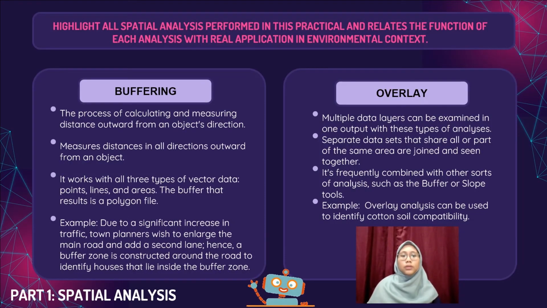And for the example, due to the significant increase in traffic, town planners wish to enlarge the main road and add a second lane. Hence, a buffer zone is constructed around the road to identify houses that lie inside the buffer zone. And second is overlay. Overlay is multiple data layers that are examined in one output with this type of analysis, and it's frequently combined with other sorts of analysis such as buffer or slope tools. For example, overlay analysis can be used to identify cotton soil compatibility.